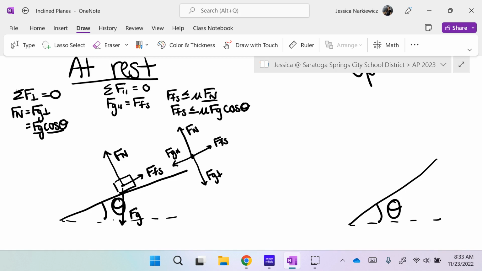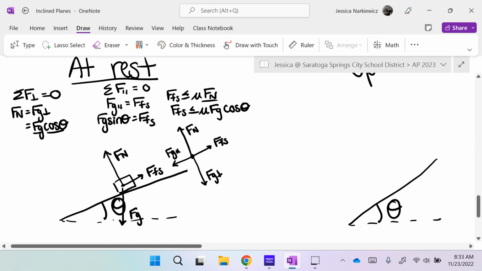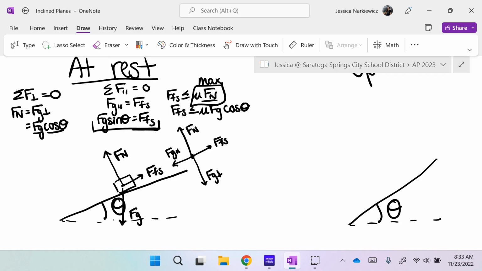And that's going to carry through with all of these. Okay. But for now, we don't know if we've reached the maximum. For now, the force of static friction would equal Fg sine theta. Because remember, the force of static friction only equals the maximum if we know we've reached it and we're just about to slide. Up until then, the force of static friction equals whatever the applied force is, which in this case is that Fg sine theta.